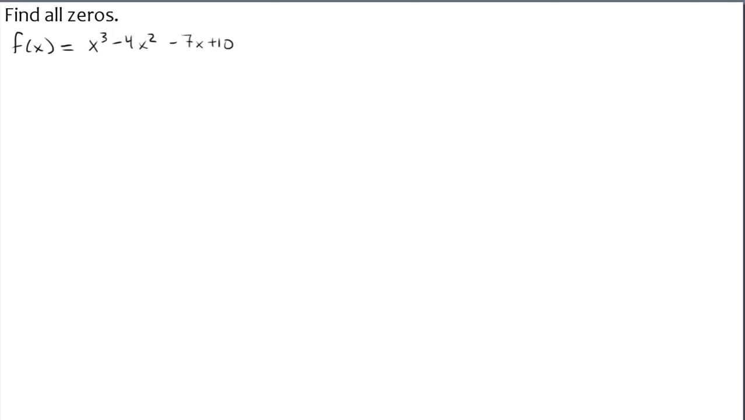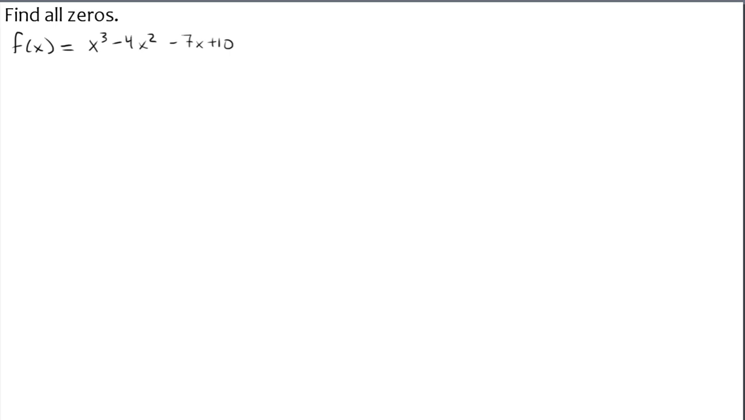Hey everybody, this is going to be a long one. All we have to do is find all the zeros. So, we're going to start like a pig, I guess. Start rooting around for roots, digging for roots, like a pig hunting truffles. And much like a truffle hunter, that's the analogy I'm going with.